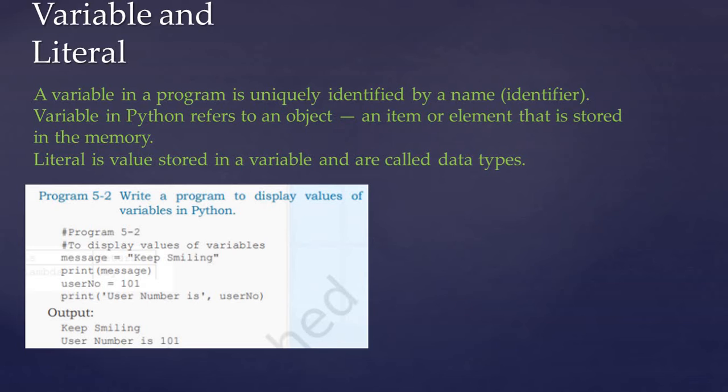Next is variable and literal. A variable in a program is uniquely identified by a name. The variable in Python refers to an object, an item or element that is stored in the memory. A literal is the value stored in a variable and is also called a data type. So for example, here we can see that we are defining a variable called message and printing that message. In another case, we are taking a variable called user number, and the value stored, 101 here, is the literal. Similarly, here keep smiling is the literal, which is the value stored by the variable message. And we get the output as the following.